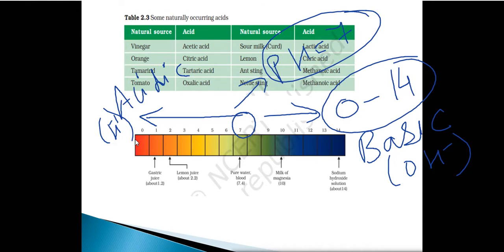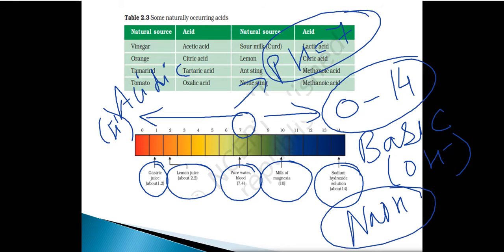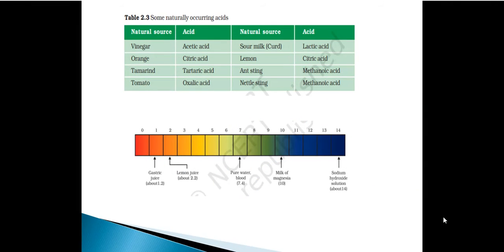Over there, as you can see, the pH of gastric juice is about 1.2, which means the gastric juice secreted in our stomach is acidic in nature. The lemon juice, in lemon, citric acid is present, so obviously it will be acidic in nature, and its pH value is 2.2. Next, pure water or blood, they are neutral in nature and their pH is about 7.4. Milk of magnesia is a base and its pH is about 10. Next, sodium hydroxide solution, NaOH solution, its pH is 14. So it is very basic in nature, as in sodium hydroxide more number of OH ions are present.